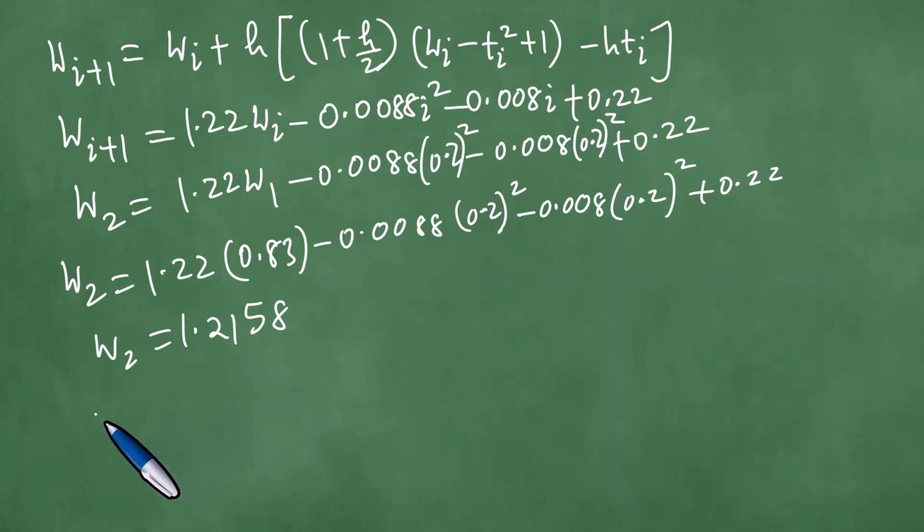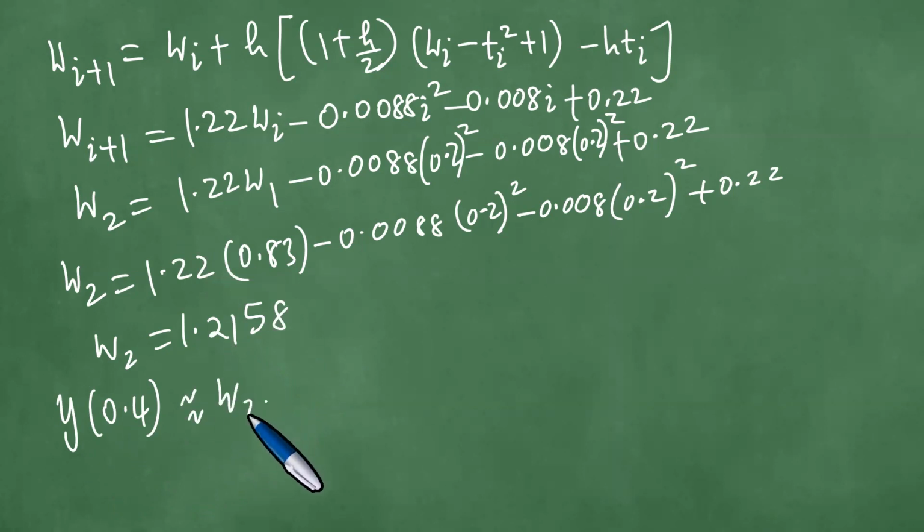Okay, and now this W2 once again estimates the second one at T2, which is 0.4. It estimates W2, which is 1.2158. So yeah, okay.